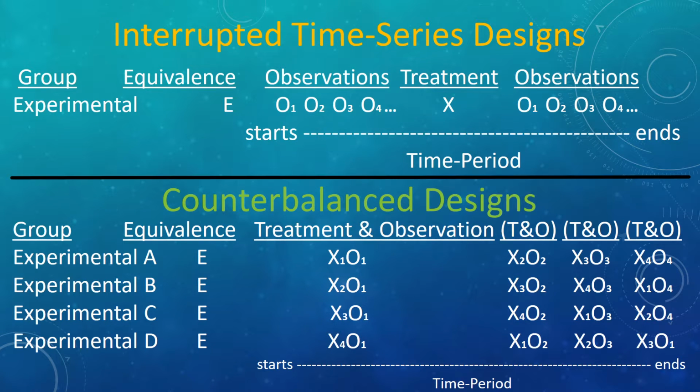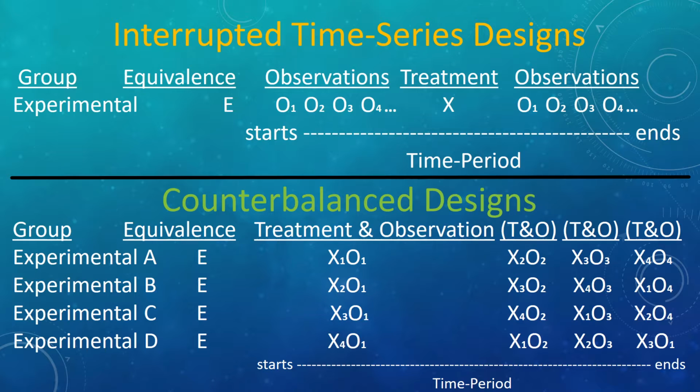Let's compare and contrast time series and counterbalanced designs. Interrupted time series has one experimental group that undergoes equivalence by matching characteristics. Then over a predetermined time span, whether that is a week, month, year, etc., several observations are recorded equally across the time span. After however many observations, the treatment is given, and then the groups are observed for the same number of times over the same amount of time. For example, if we observe the group 4 times over 4 months, give them the treatment, we will then observe them another 4 times over the following 4 months.